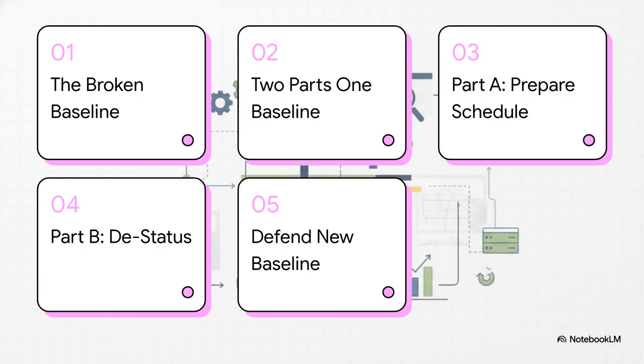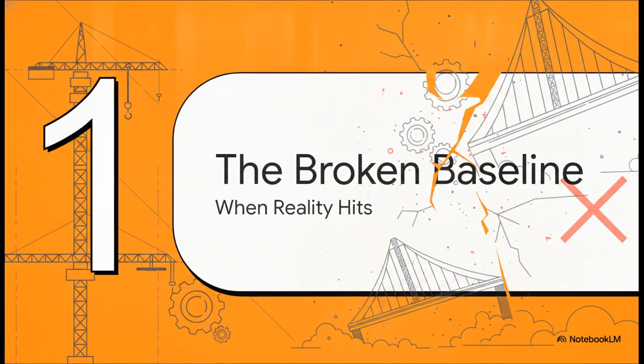Here is our roadmap for today. We'll start with the broken baseline problem, then move into two parts, one baseline. From there, we hit part A, prepare revised schedule, and part B, de-status the baseline. Finally, we'll wrap up with defending your new baseline. Section 1, the broken baseline problem.